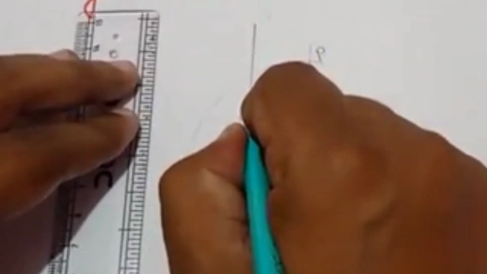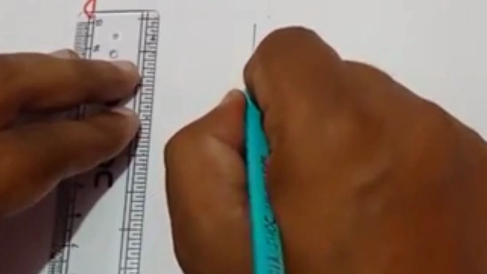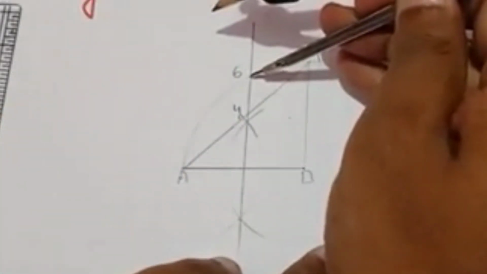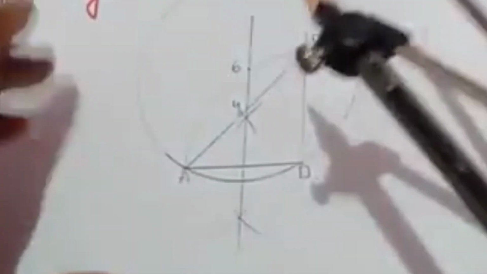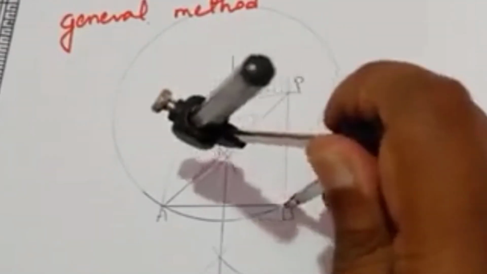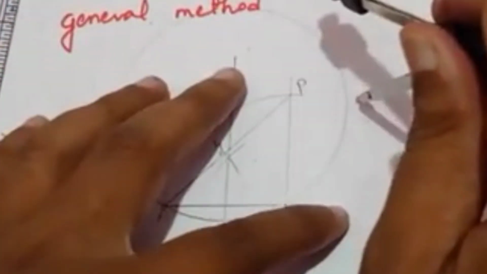This point you need to consider as 4, and this point is 6. Now using the compass, measure the length from this 6 to A, and draw a circle. After drawing the circle, measure the length of AB and then cut the arcs.